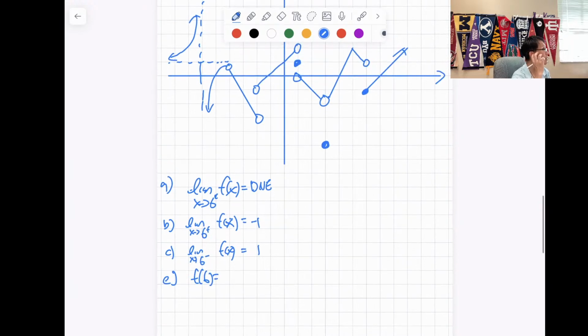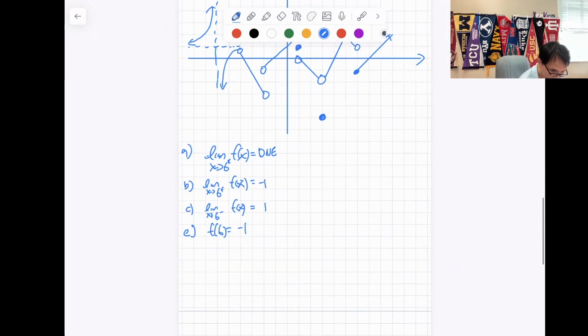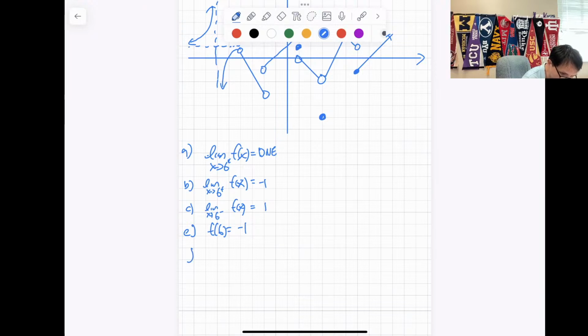What's f of 6? -1. No, I did it too. Wait, why is that not? Raphael, what do you think? Wait, -6? What? 6, +6. Oh, -1 because you're looking for the solid dot. That's the evaluation. That means when x is equal to 6, what is the y value, right? Is that okay? Okay, so D, E, F.